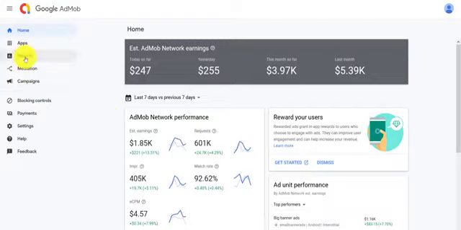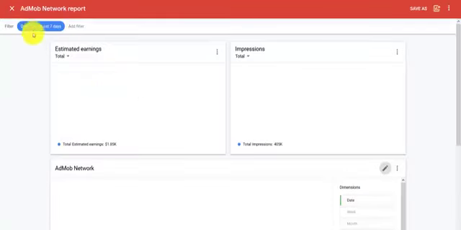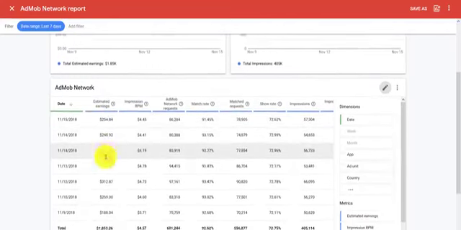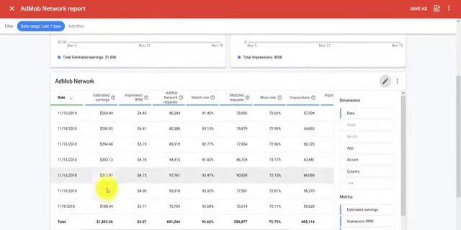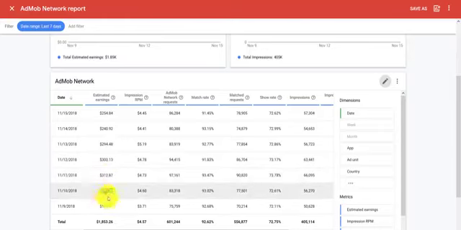Okay, so I'm gonna click on reports, AdMob network report. Here you can see my earnings for last 7 days. $254 yesterday, $240 day before that. 13th November it was close to $300. 12th November $303, $312, $259 on 10th of November.